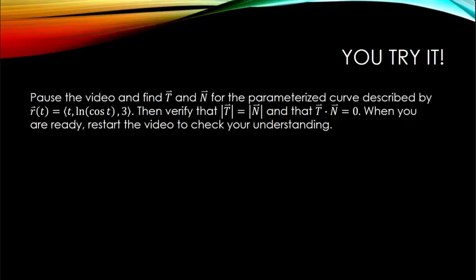Pause the video and find the unit tangent vector and the principal unit normal vector for the parametrized curve described by the vector r of t is equal to the components t, the natural log of cosine t, and 3. Then verify that the magnitude of the unit tangent vector is equal to the magnitude of the principal unit normal vector, and that the dot product of the unit tangent vector and the principal unit normal vector is equal to 0. When you're ready, restart the video to check your understanding.